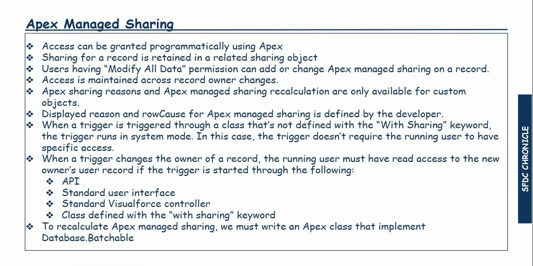We all know that we can share records with different users using role hierarchy, sharing rule, manual share, etc. If you are not familiar with all those concepts, I have already uploaded videos for those. Please go through those videos. Today, we are going to discuss how programmatically using Apex, developers can share the record with a user or a group. What does that mean? Let's see it in action.